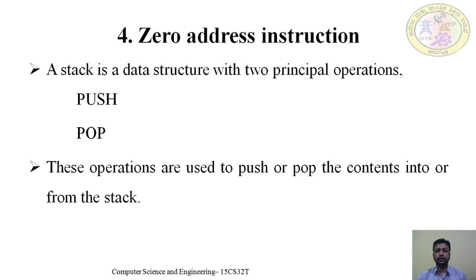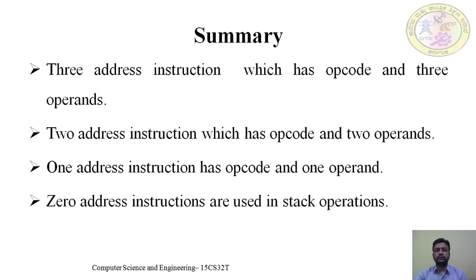Okay. Let's have a summary of today's session. So in three address instruction, we have an operation code and three operands, that is op code, source 1, source 2, destination, and two address instruction which has op code and two operands. So the operation code source comma destination, one address instruction which has op code and one operand. Zero address instructions are used in stack operation. Stack performs the push and pop operations.